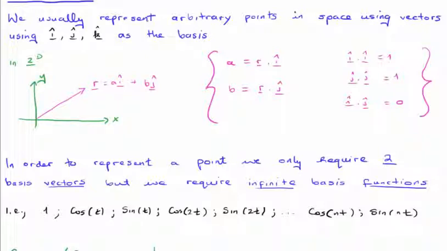However, in order to represent a point in 2D space, we only require two basis vectors. But if we use cosines and sines, we require an infinite number of basis functions. And I've written them here. We know the cos of naught is 1, the sine of naught is naught, and thereafter we increment the frequency.